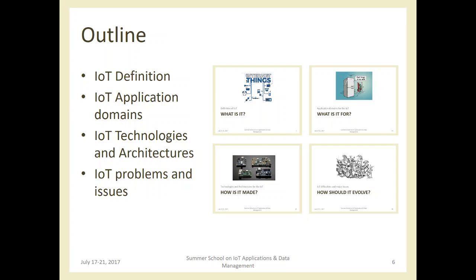Some idea about technologies and architecture. What are the components that you need to put together to create an IoT system? And then a very personal, subjective view of the problems that we have. So why are we not there yet?